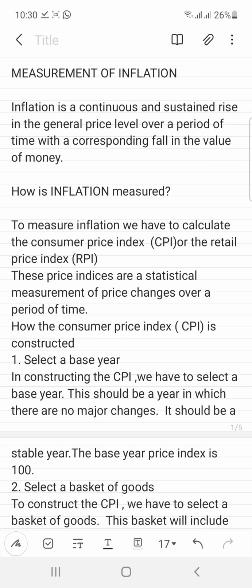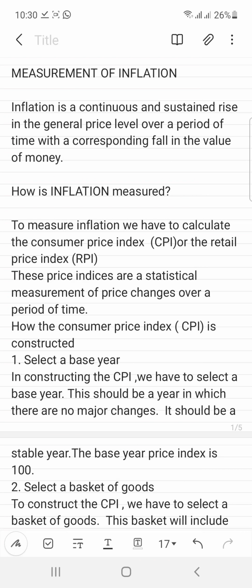For example, we are not going to choose 2020 as our base year, because in 2020 we have got the COVID and there has been major changes in the economy. People have lost their job. There has been major changes in the economy. So 2020 will not be a good year at all. So we can take, for example, 2018 as our base year. This is possible because in 2018 we did not have any major changes.